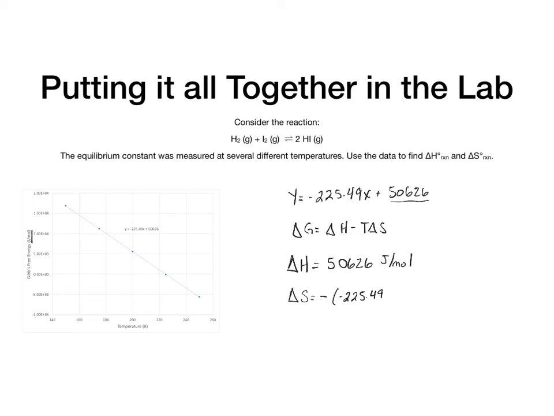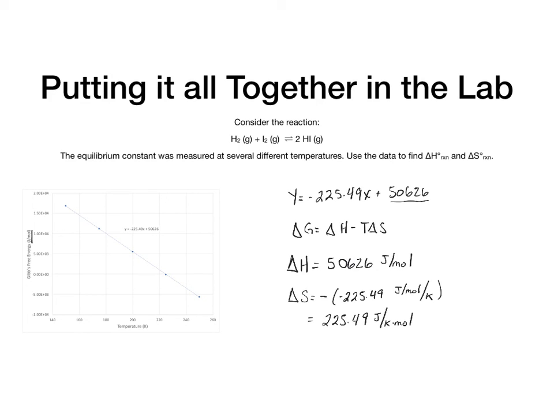225.49. Now my slope has units, and the units of my slope are the units of the y value divided by the units of the x value, which is joules per mole divided by Kelvin. Or delta S is 225.49 joules per Kelvin times mole.